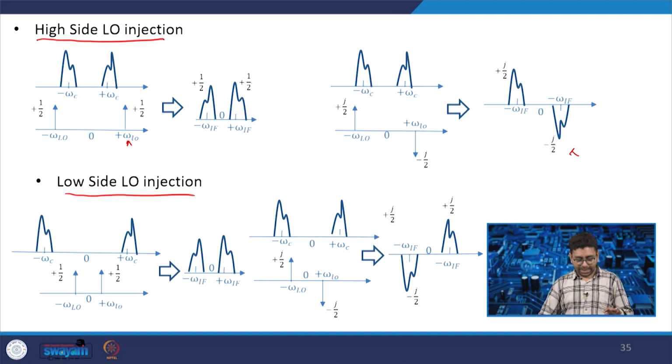So, in low side LO injection your omega LO is low compared to omega RF or carrier frequency, and the same thing you can apply: the Hilbert transform, or if you multiply sin omega LO t and cos omega LO t. So, this is how it will work.